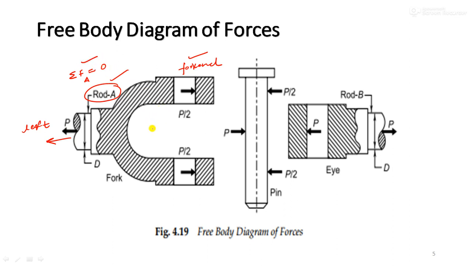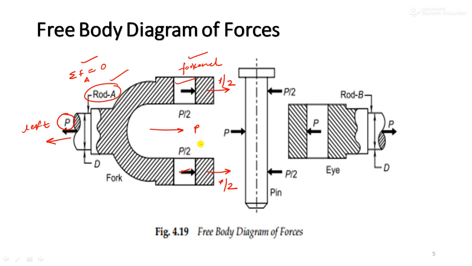To the right side there should be a force P which is equal and opposite to this force which is acting towards the left. Now this force P is divided equally at the ends of the fork, that is, it is considered as P by 2 and P by 2, right? So this force P, which is equal and opposite, for the equilibrium condition to be maintained, is divided into two parts, P by 2 and P by 2, acting on the two ends of the fork.